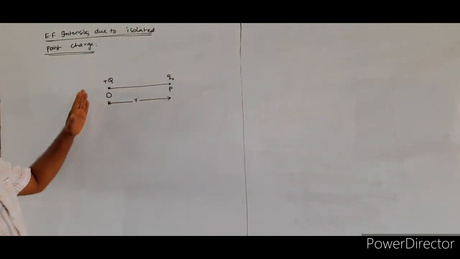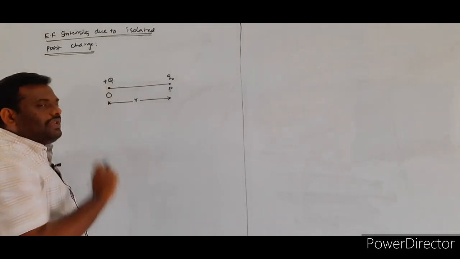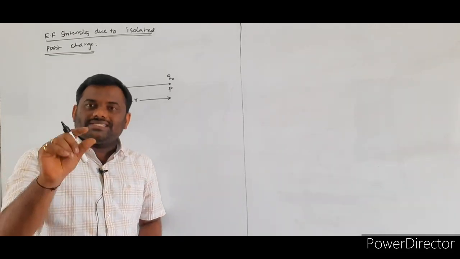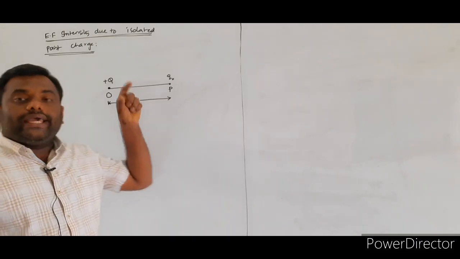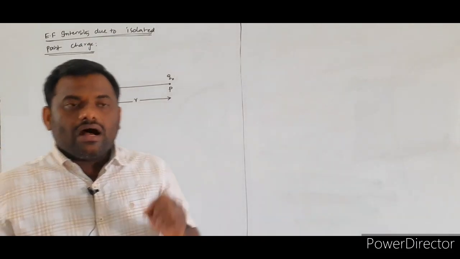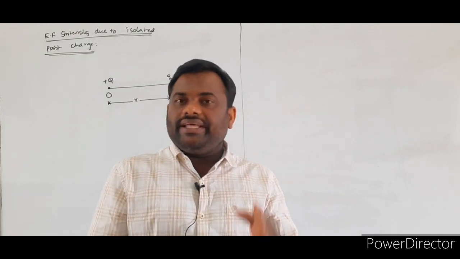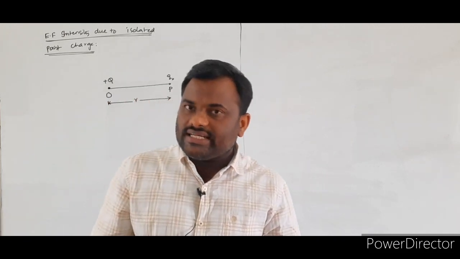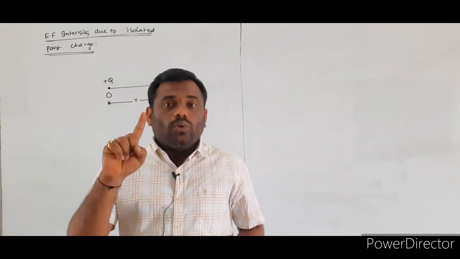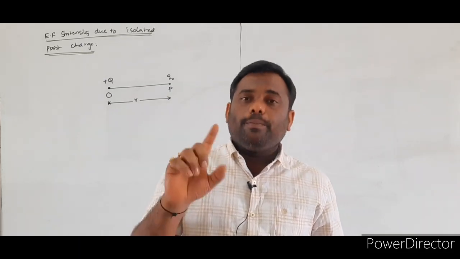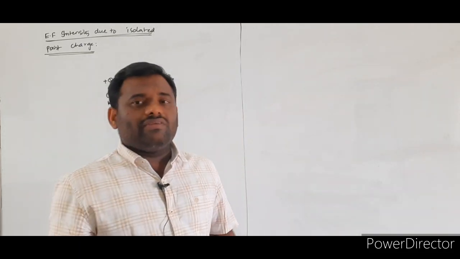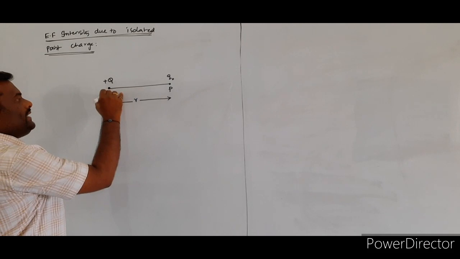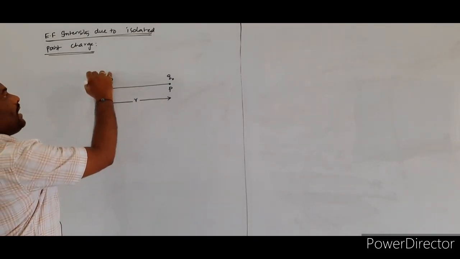Such an isolated charged particle will be considered. Let capital Q indicate the magnitude of that particular isolated point charge. Already we discussed that in the case of electric field, charges, and in the next topic, potential and capacitance, all the charges we consider are point charges. And Coulomb's inverse square law is applicable for point charges only. Coulomb's inverse square law is applicable for what? Point charges only.